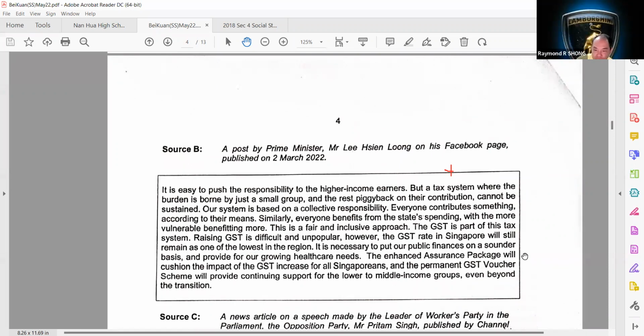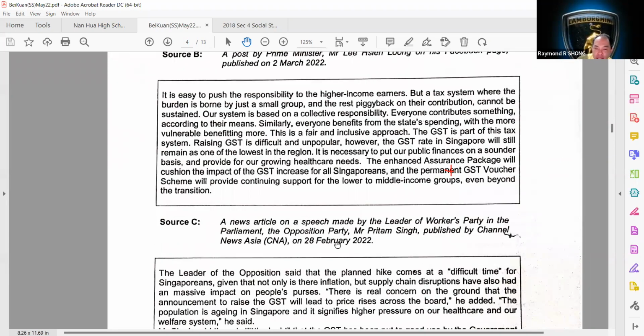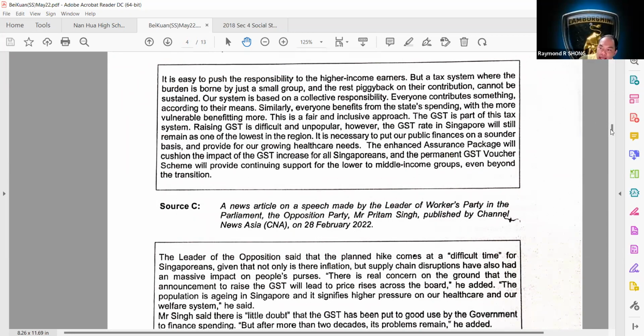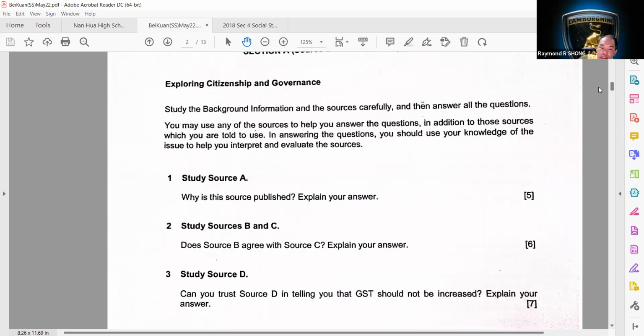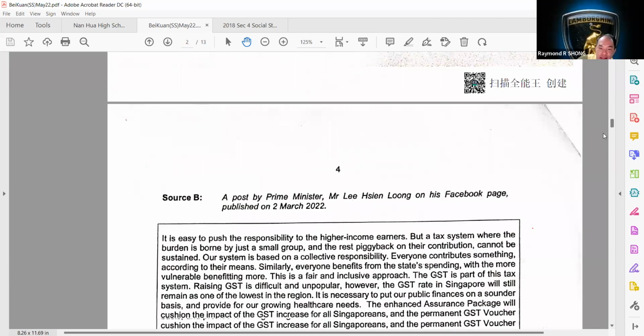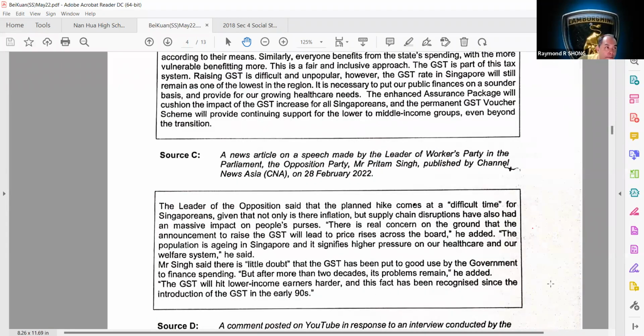Okay. So this one, a news article on a speech made by the leader of the Workers' Party in Parliament, the opposition party, Mr. Pritam Singh. Confirmed, right, Xiao Xing? Sure, say negative, right? But listen, the question asks, Pei Kun, does Source B agree with Source C? Explain your answer. So B agree with Source C, yeah? So it's about Lee Hsien Loong agreeing with the opposition party.